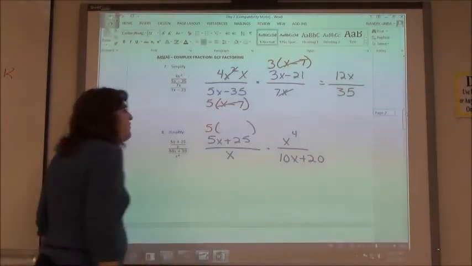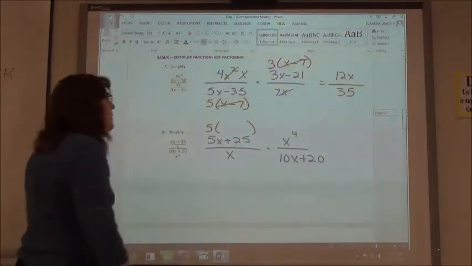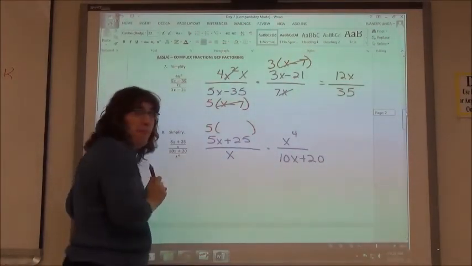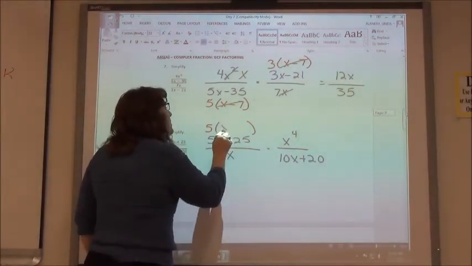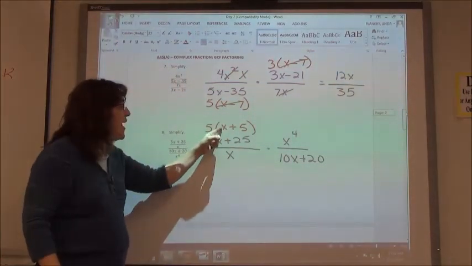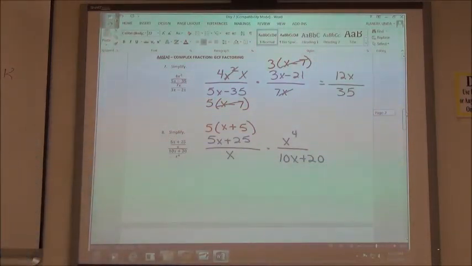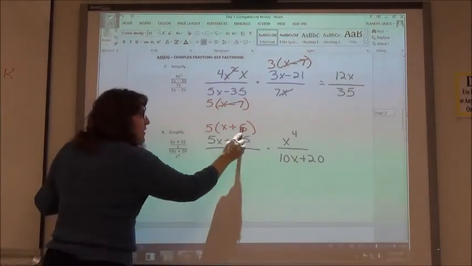And when I factor the 5 out, I get what in my parentheses? X plus 5, right? If I take a 5 out of here, I get just the x. 25 divided by 5 is 5, right? So that it should multiply back out. 5 times x is 5x, and 5 times 5, 25.